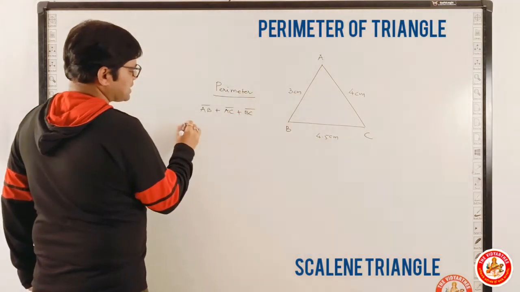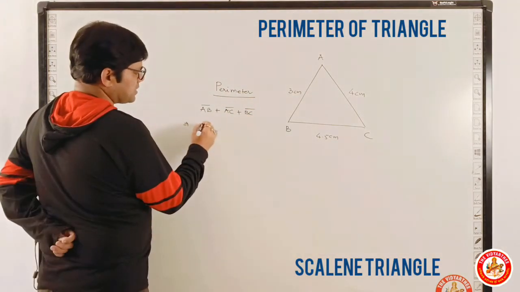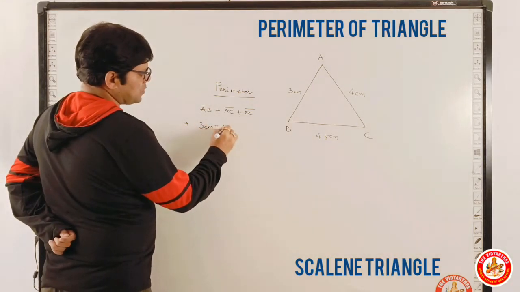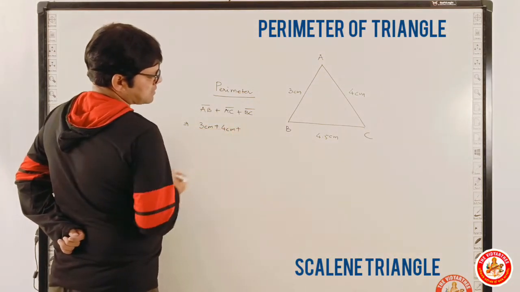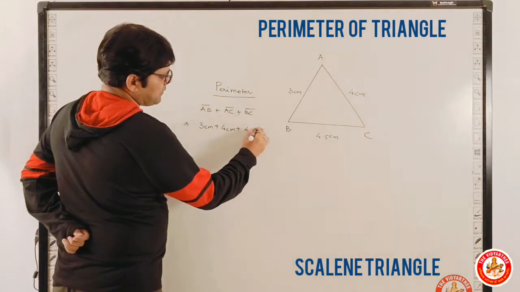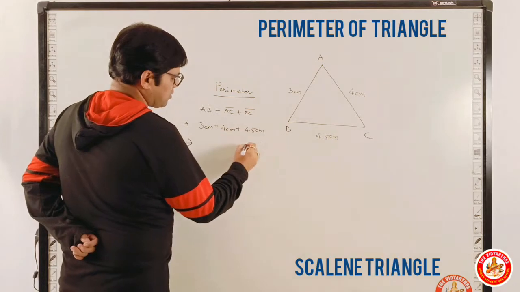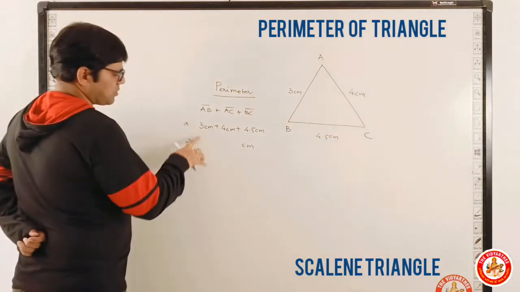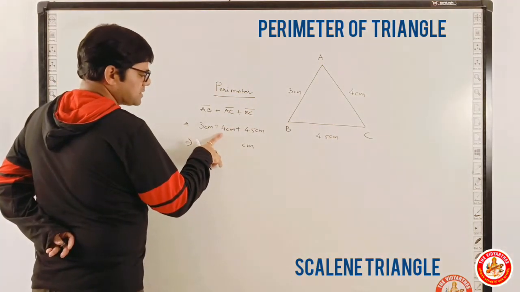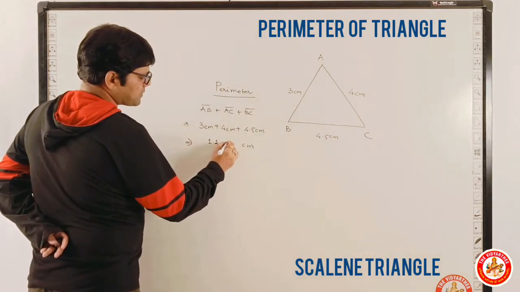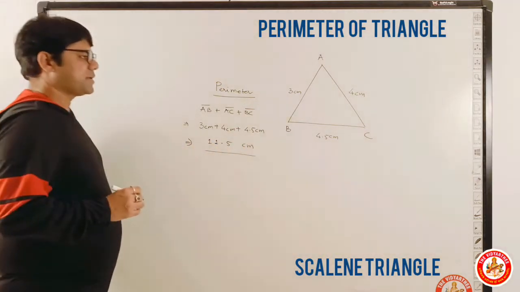All these line segments have a measure. Just put the measure: AB is 3 centimeter, AC is 4 centimeter, plus BC is 4.5 centimeter. Now since all the centimeter are common, we can take centimeter as common. 3 plus 4 is 7. 7 plus 4.5 is 11.5 centimeter, which is the perimeter of the triangle.